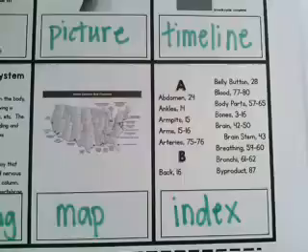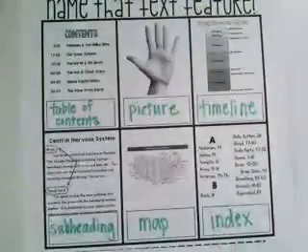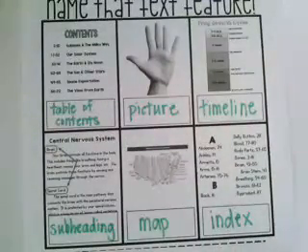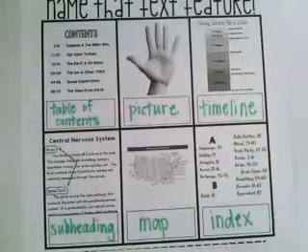How did you do? Did you guess all the text features right? I hope so. Keep practicing. You can read some nonfiction books on epic.com. You can do some read-alouds on YouTube, or even find some at the library. And you can go on your own text feature scavenger hunt and try to see how many text features you can find in the book. Don't forget that they're all important. Don't skip over those captions because they hold a lot of important information.